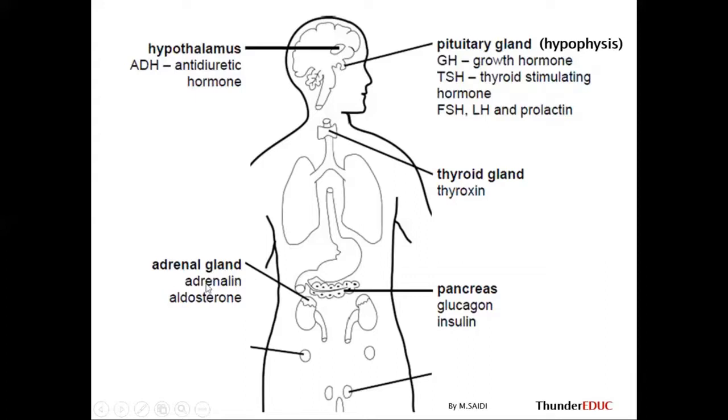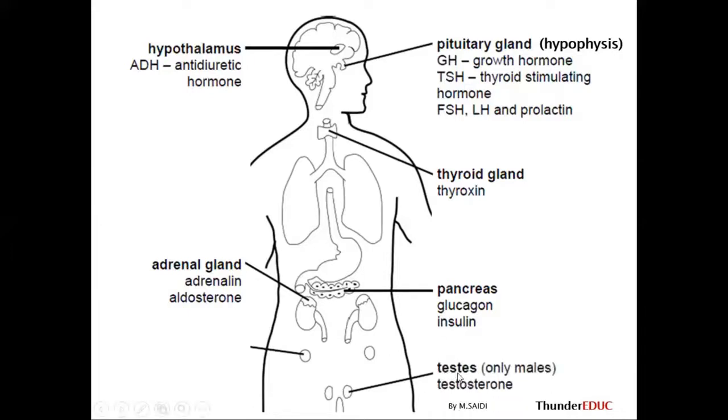Then you have the adrenal gland. It produces which hormones? Adrenaline and aldosterone. It produces adrenaline and aldosterone. Please don't confuse them. Then another one, you have the testes.